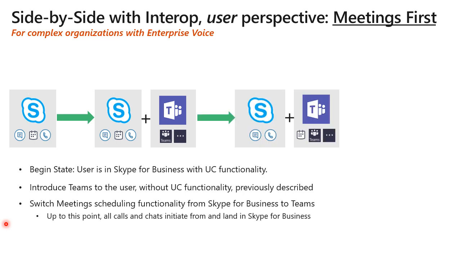So an option you could take here is to introduce Teams, but bring the meetings workload into Teams. Now, to me, this is an exciting approach because the meetings workload is an area where we've made some substantial improvements compared to the Skype for Business world, especially the Skype for Business on-premises world, right?